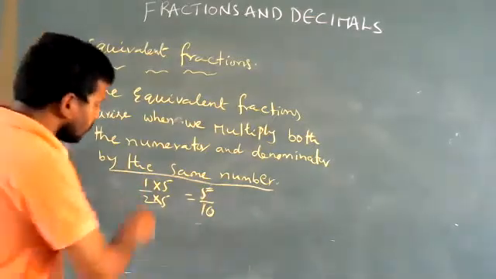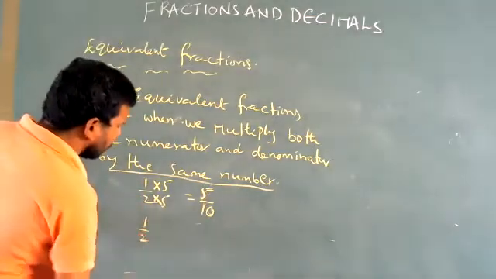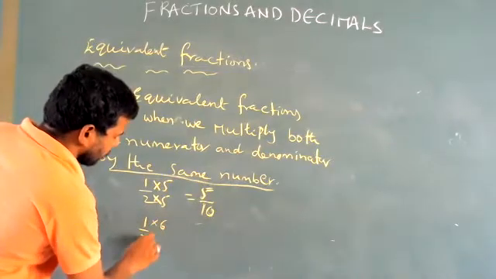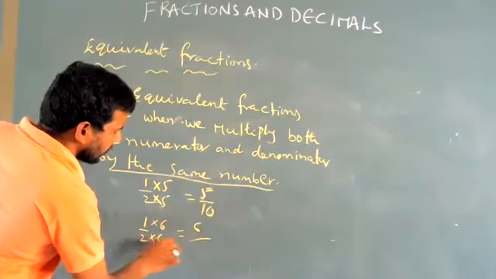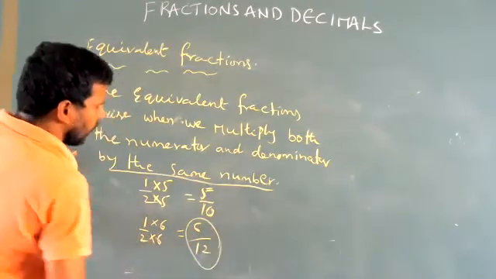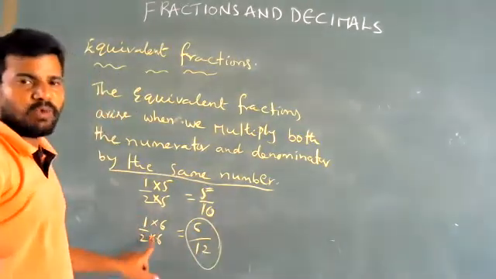Now I take 6 and 6. 1 6s are 6, 2 6s are 12. This 6 by 12 is also equivalent to 1 by 2.